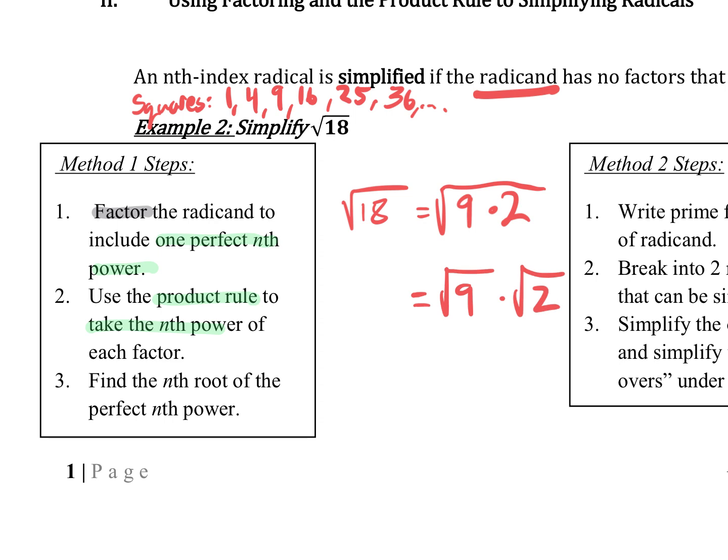That's what the radical product rule says. We can pull that apart or put it together. Now, do you know the square root of 9? Yes, you do. I hope you do. I do. It's 3, because 3 times 3 is 9, right?